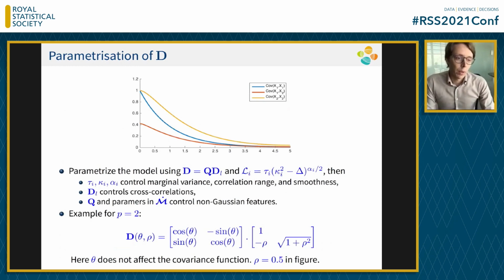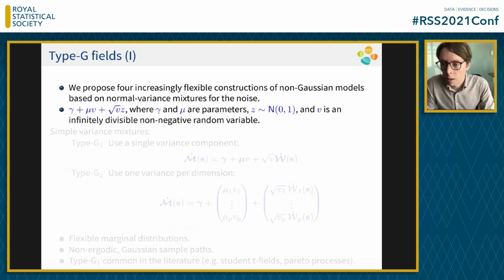Okay, so now we know how to parameterize these models. The next question is, how should we make them non-Gaussian? In the paper, we present 4 different ways of doing this: 4 increasingly flexible constructions that are all based on using some kind of normal variance mixtures. So we will look at mixture distributions of this form.